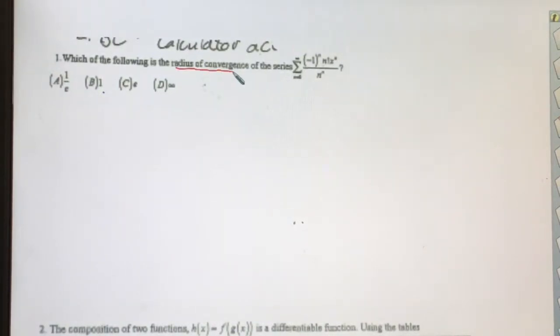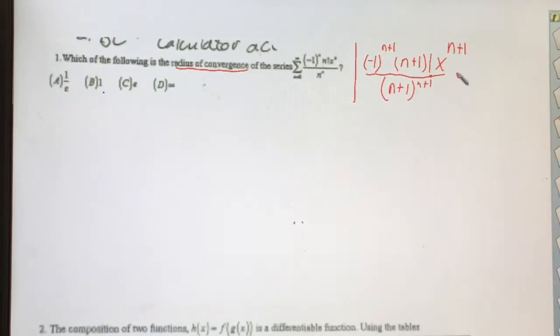I want to find the radius of convergence for this series, and what I'm going to do is use the ratio test. So I'm going to take the n, or the negative 1 to the n, and make it n plus 1. So wherever there's an n, I'm going to put n plus 1. So n factorial is going to change into n plus 1 factorial. And then x to the n is going to change into x to the n plus 1, all over n to the n, that's going to be converted into n plus 1 to the n plus 1.